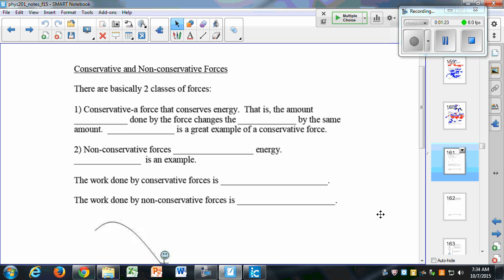I'll try to make it more clear. But you need to know that they conserve or don't conserve energy. They are path independent or they are path dependent, it means. And friction is a good example of a non-conservative force.